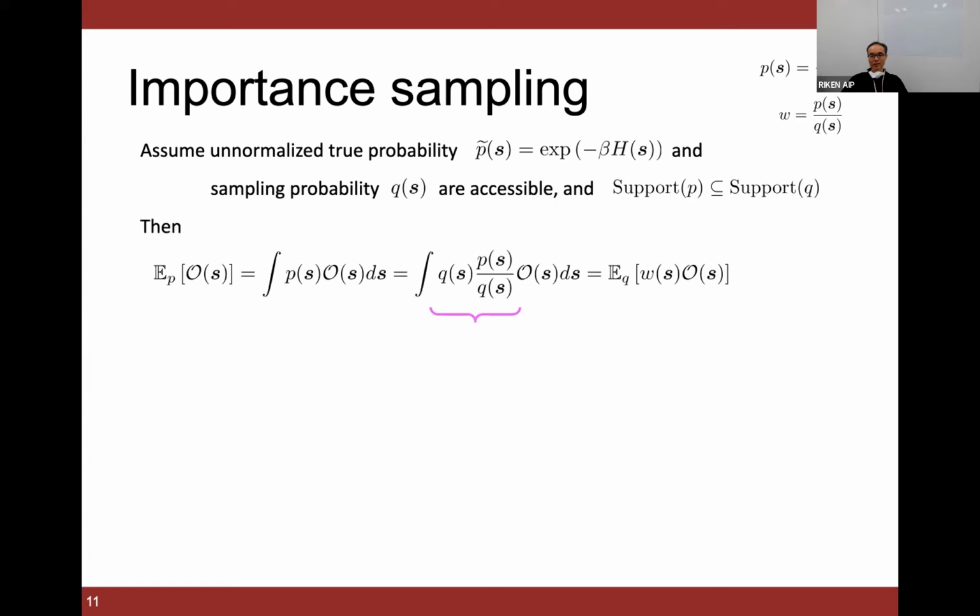Under this assumption, the target value, the expectation value with respect to the Boltzmann distribution, can be transformed as the expectation value with respect to the generative model Q with the importance weight. So basically, with this procedure, we can transform the expectation value to one with respect to the generative model. And here I define W, which is the ratio between P and Q.